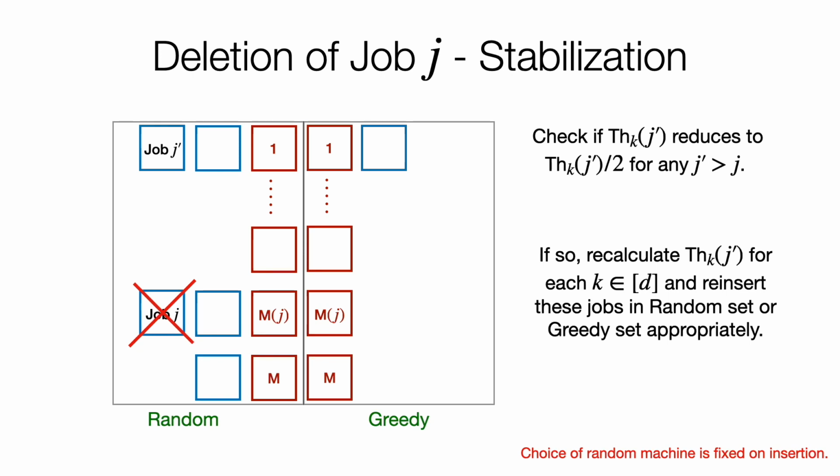If this job J prime was reinserted into the random set of machines, it is not going to change its assignment because it will be reinserted into the same machine it was assigned to begin with. But if it was sent to greedy, it may change its assignment and it may be moved to the greedy set. This is our entire algorithm.